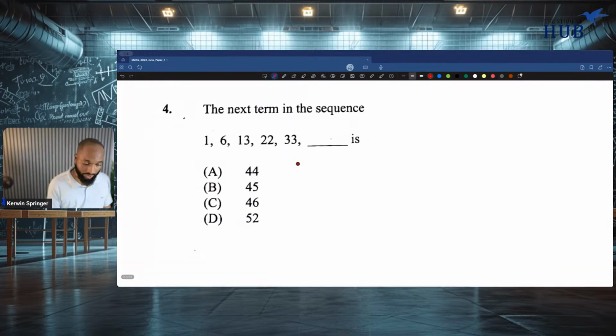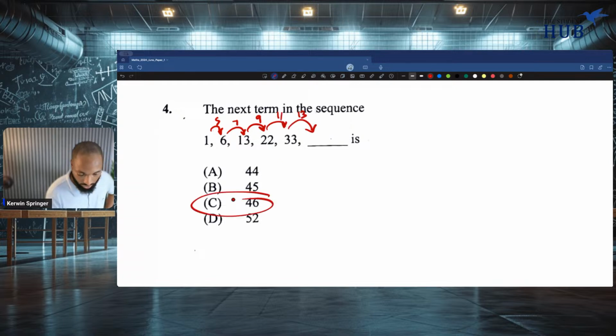The next term in the sequence: 1, 6, 13, 22, 33. What's happening here? First thing when you get a sequence is always to check how much it is increasing by. This increased by 5, this increased by 7, this looks like increased by 9, this is 11. So we have a sequence of odd numbers. So this is going to increase by 13, so 46 is the answer.